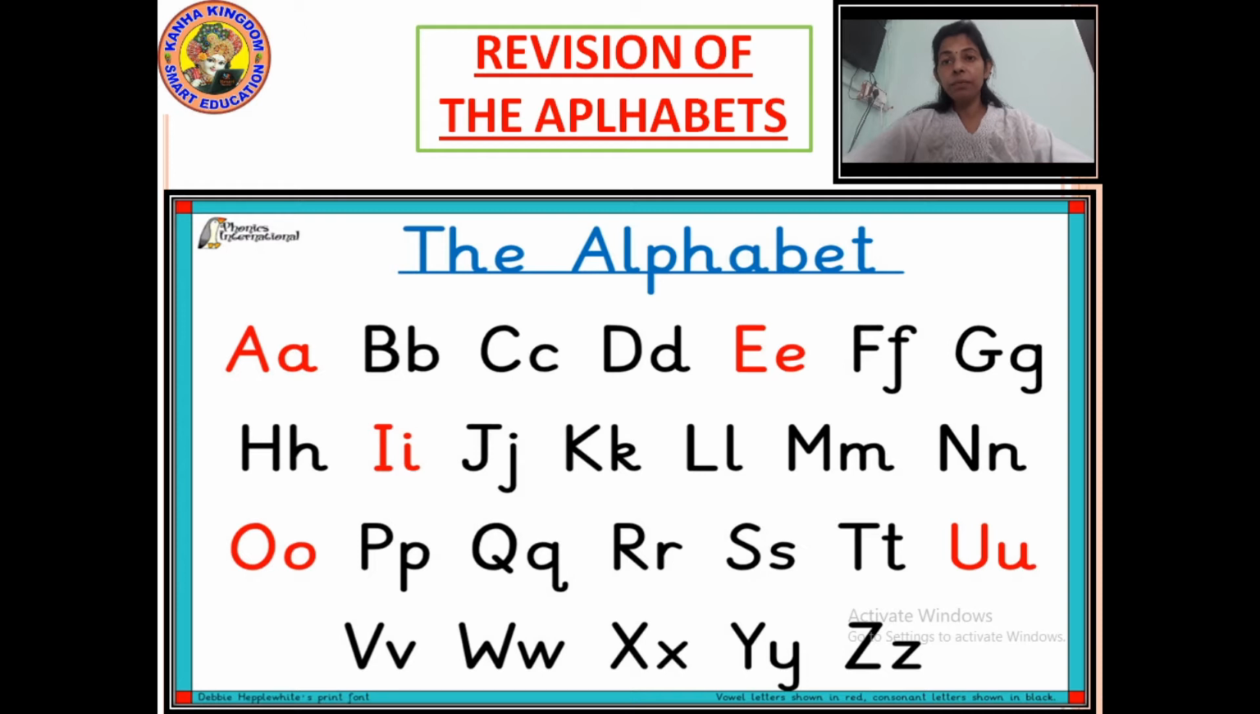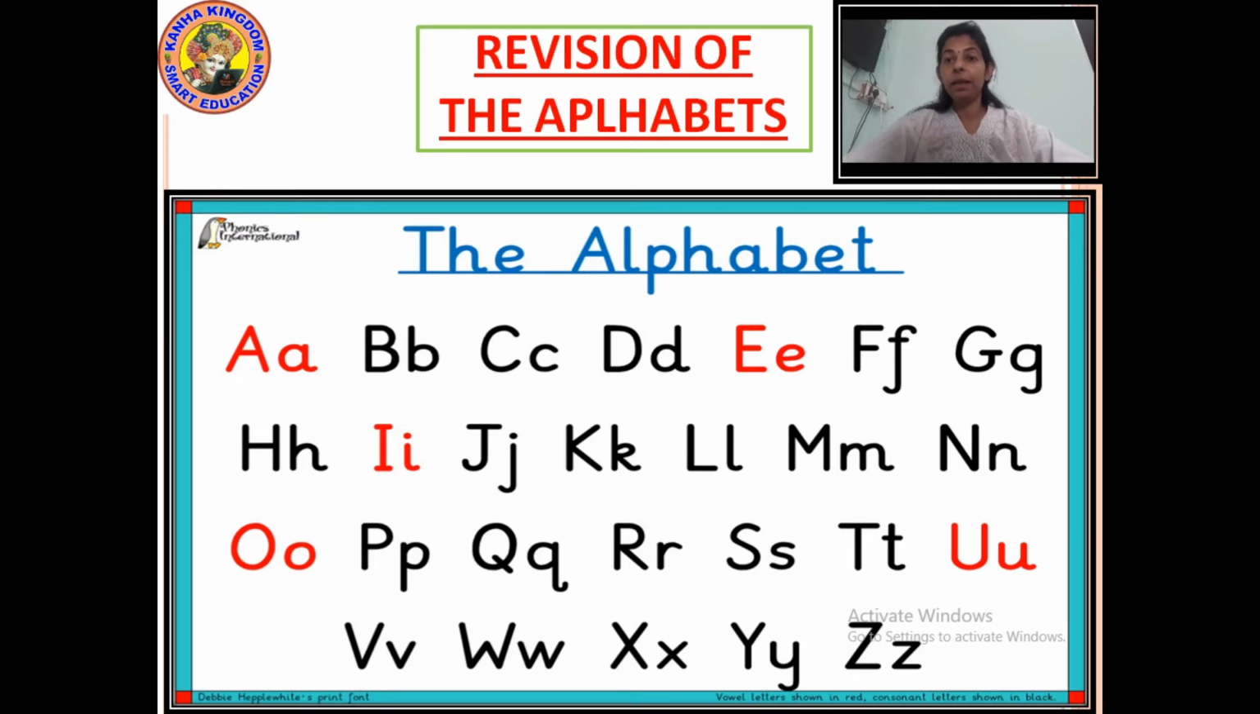Which letter comes after F? Yes, very nice. G. This is our capital G, and this is our small g. Now tell me, which letter comes after G? Very nice. H. You are doing good job. This is our capital H. And this is our small h. Very nice.